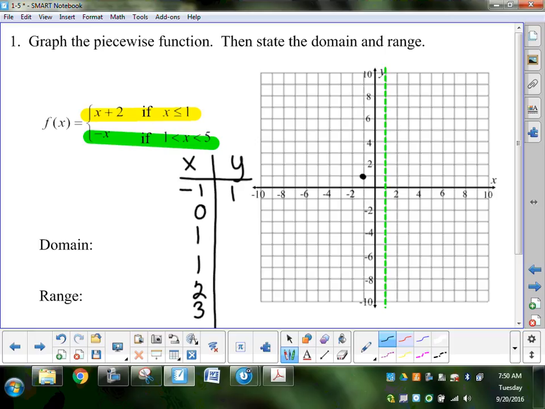Yep, so what do you get when you plug it in? What's your output going to be? 2. Now I'm at 1. What is the output going to be, Noah, at 1?